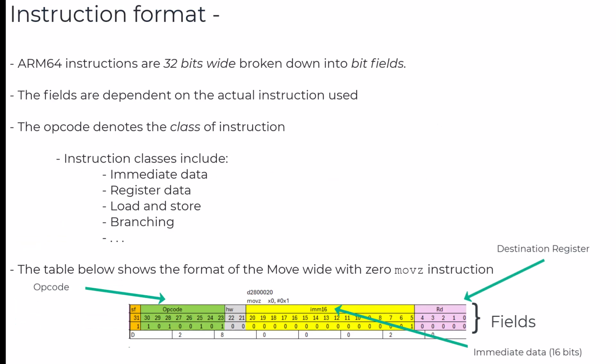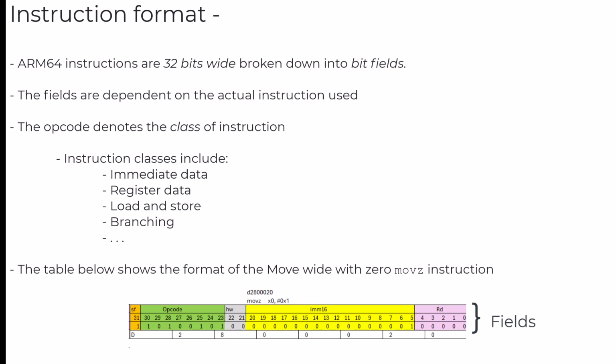If we look at the instruction length on the ARM64, they're actually 32 bits wide. So, again, when we're dealing with either 32-bit registers or 64-bit registers, the instructions themselves tell the ARM processor what to do and are both 32 bits wide. We break these instructions into different bit fields. So we have operation codes, we have immediate fields, we have destination registers and source operands. And the format of these fields will change depending on the type of instruction that we're using.